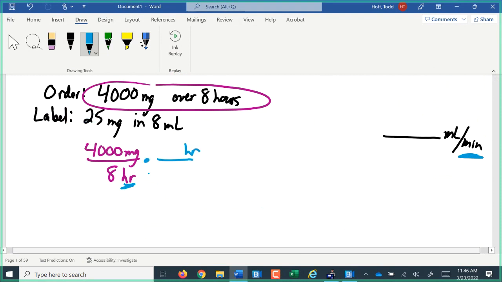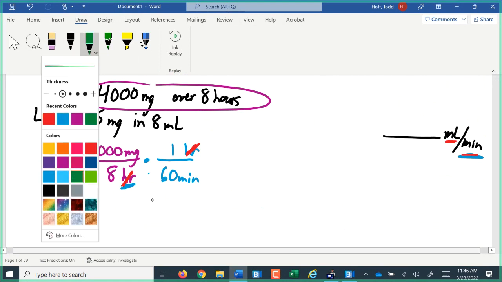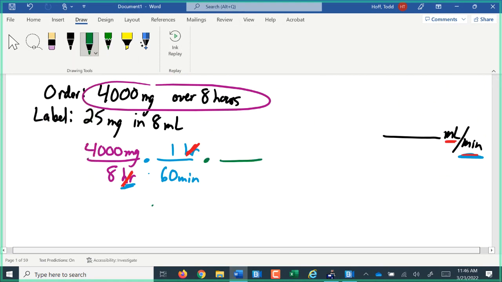We'll put hours on top. 1 hour is 60 minutes. Hours will cancel out. And we're now in milligrams per minute, but we want milliliters per minute. So we have to convert the milligrams into milliliters. Right now, milligrams are on top, so we're going to put them on bottom so they will cancel out. And we look at our label, 25 milligrams in 8 milliliters. 25 milligrams goes with the milligrams, 8 milliliters will go on top.